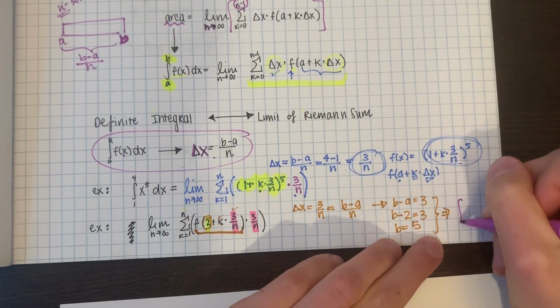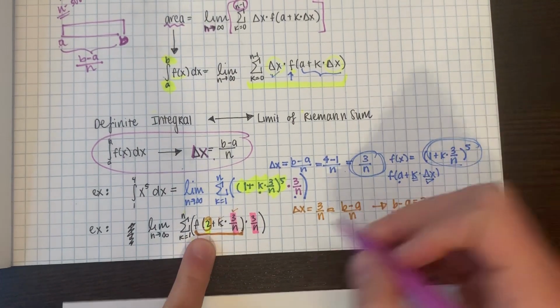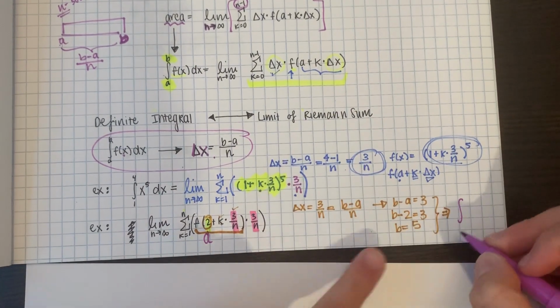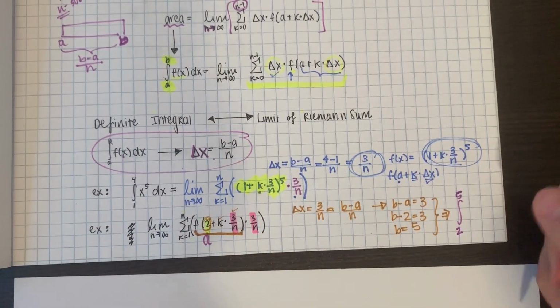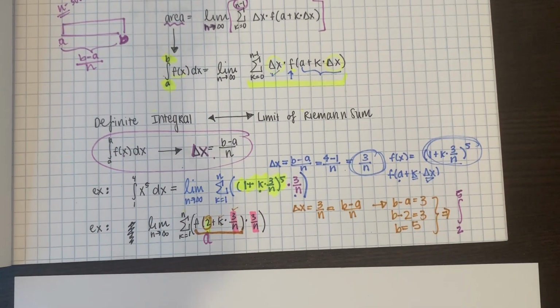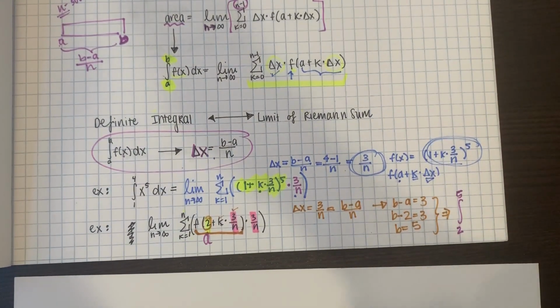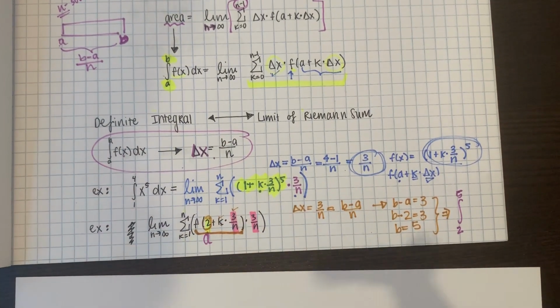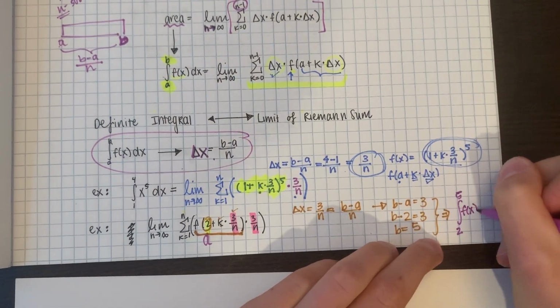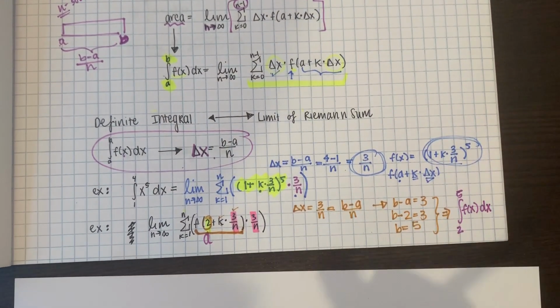We have the integral from, we said this was a, 2 to 5 of something. Now what goes on the inside? What's the function? Well, it doesn't actually tell us. It just says f of something. So f of x is just our function with respect to x.